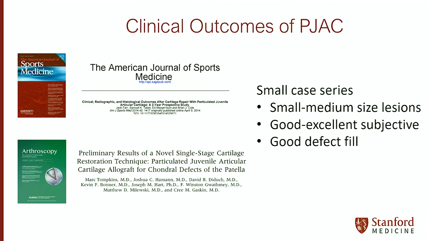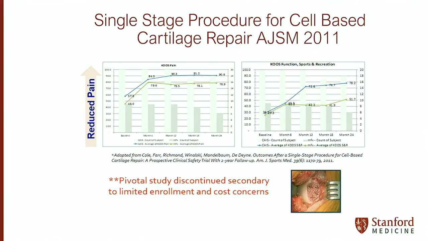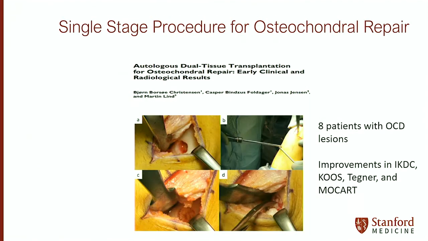I think the bottom line is that these are all small case series. They're all small to medium-sized lesions, so there were not large defects. But they did show good to excellent subjective outcomes and good defect fill. There's another single-stage procedure. This was published in AJSM. This was a study that was discontinued for financial reasons, but it basically was also minced autograft, and you can see the KOOS scores in the pivotal study were actually quite excellent.